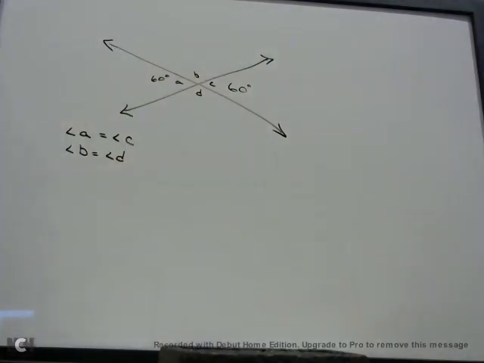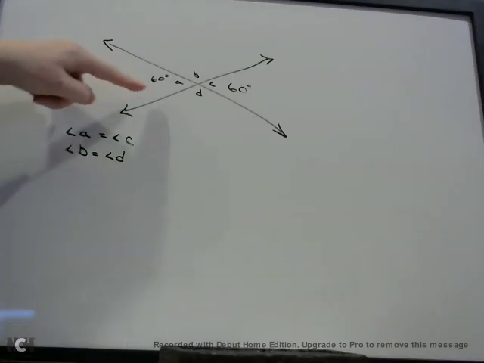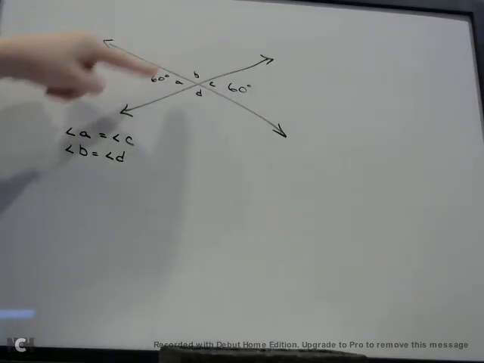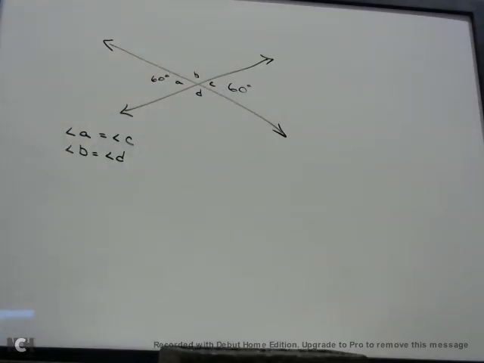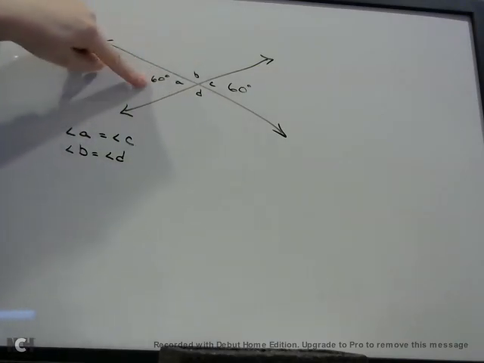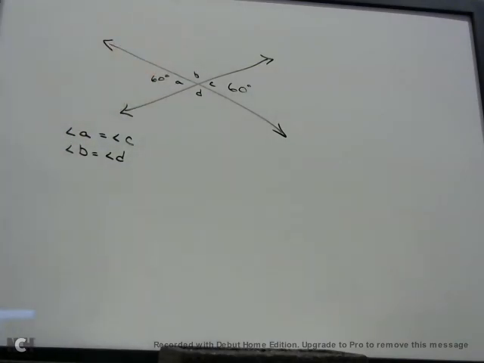For example, if they said angle A is 60 degrees, then we immediately know that angle C is also 60 degrees. Now, the other important concept to know, if you watched the video on some basic geometry terms, is that the measurement of a line is 180 degrees. So these two angles have to be supplementary. Supplementary means that when you add the angles up, they have to equal 180 degrees.